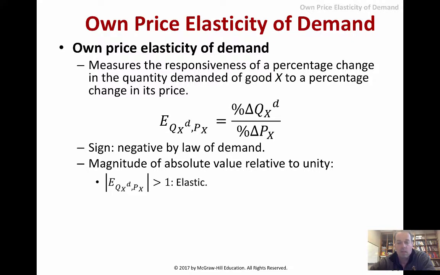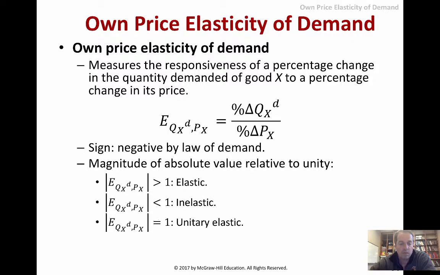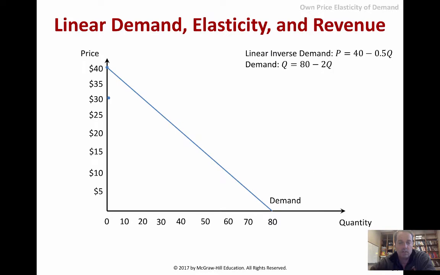Typically, we take the absolute value of the elasticity. If we didn't, it would almost always be negative because of the law of demand. If it's greater than 1, then at least on that part of the demand curve, it's elastic. If it's less than 1, it's inelastic. And if it's exactly 1, a 1% change in price changes quantity by 1% in the opposite direction, then it's unit or unitary elastic.